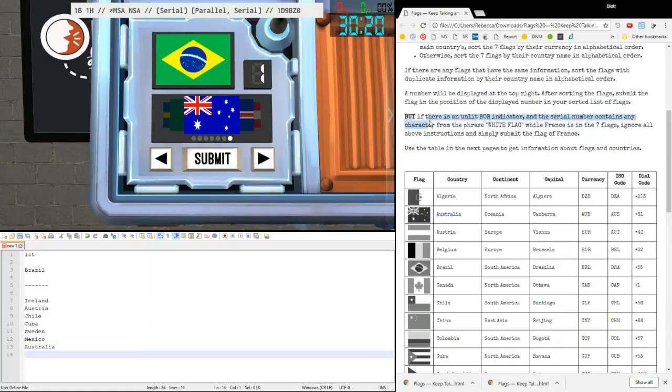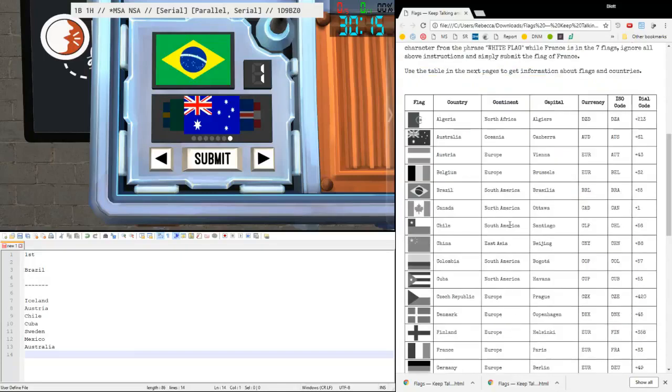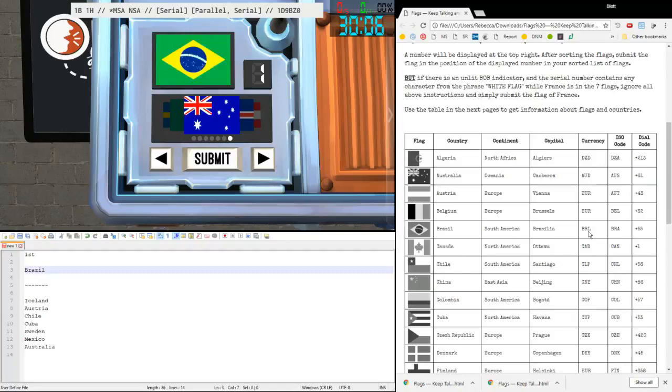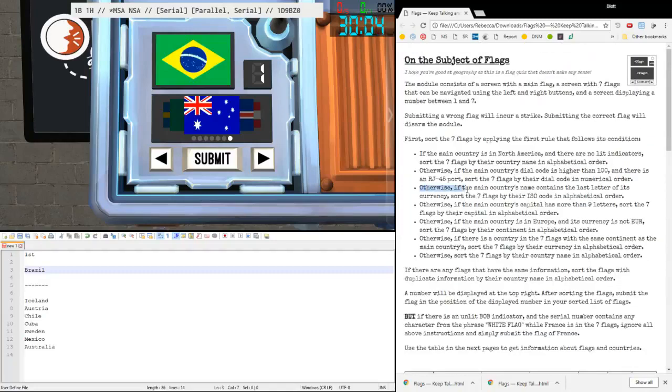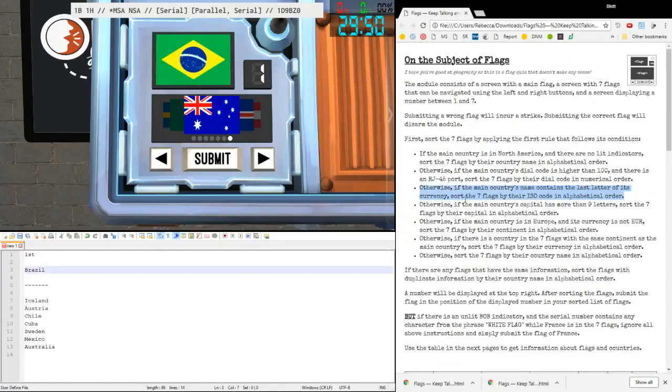Alright, let's take a look at the rules. If the main flag is in North America, that was Brazil, that is South America, that is not the case. Otherwise, if the main country's dial code is higher than 100, Brazil's dial code is 55. Nope, keep going. Otherwise, if the main country's name contains the last letter of its currency. Brazil, currency code ends in an L. Country Brazil does contain an L, so that's the rule we're going to use. So we're going to sort them by their ISO code in alphabetical order.